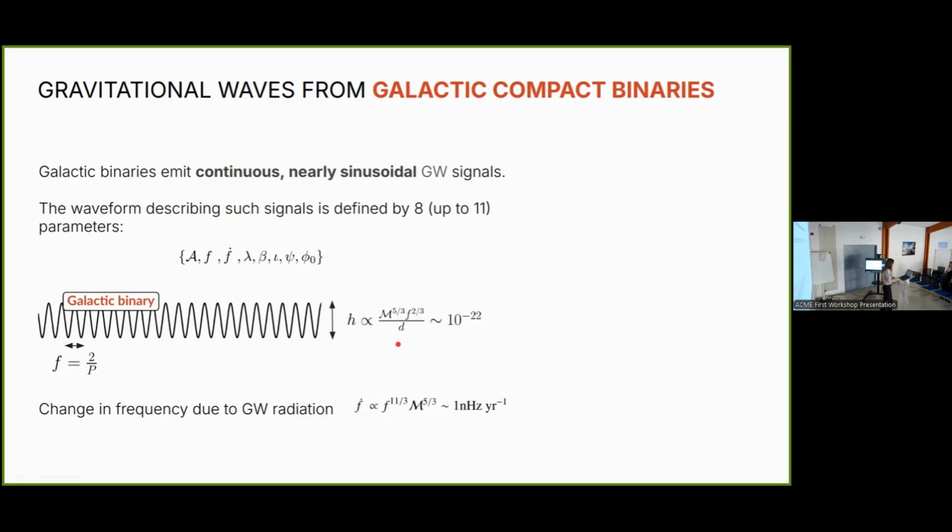And if we plug in typical numbers, for instance for white dwarf binaries, we get amplitudes of the order of 10 to the minus 22, which is within LISA reach. And just for your reference, the typical change in the binary's orbital period due to gravitational wave radiation for our galactic sources is of the order of 1 nanohertz per year, so extremely slow compared to LIGO sources.